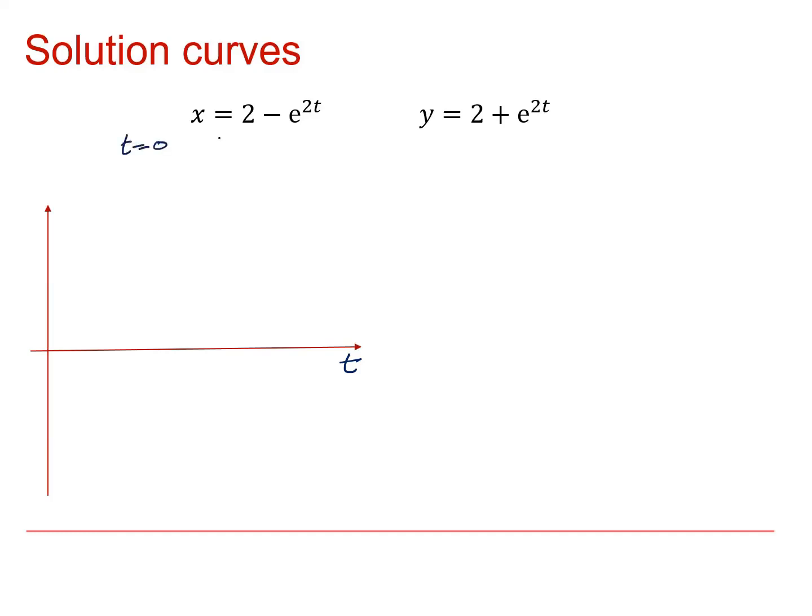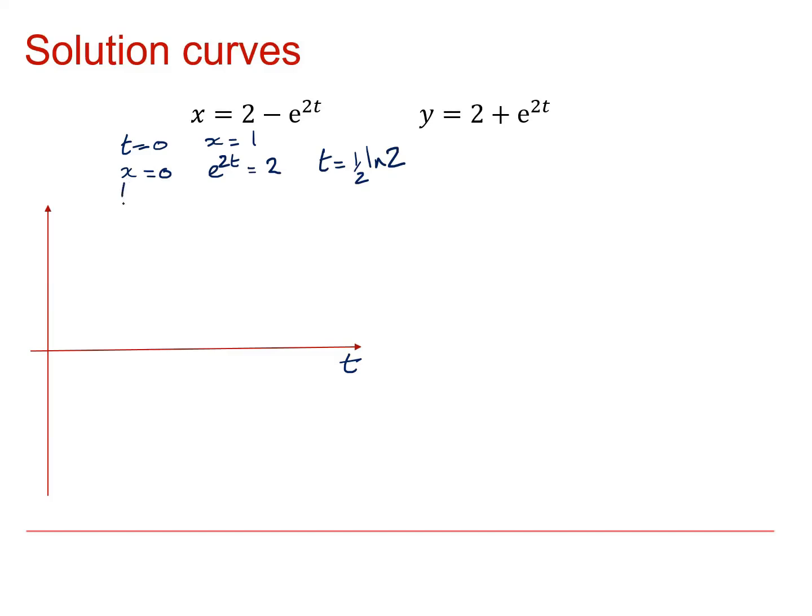When t equals 0, x is equal to 1. We actually know that from the initial conditions, but it's confirmed here. e to the 0 is 1, so we get 2 minus 1, which is 1. We can also think about x being equal to 0. You see, e to the 2t is going to get larger as t gets larger, which means at some point this is going to go through 0. In fact, that will be when e to the 2t is equal to 2, which is when t is equal to a half log 2, and that's around about 0.35.